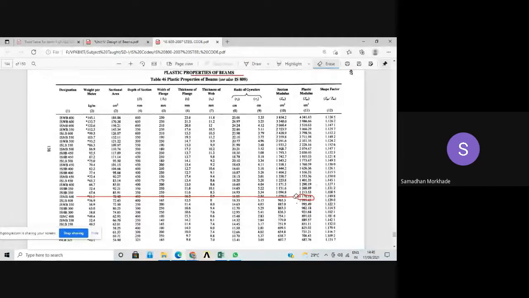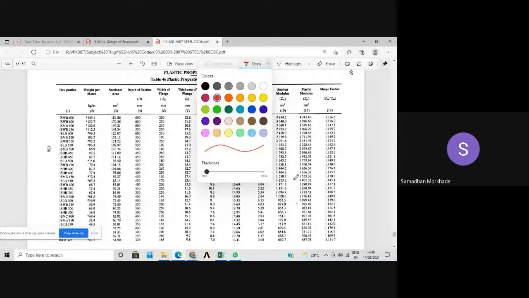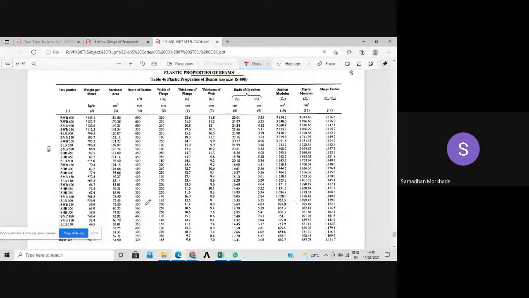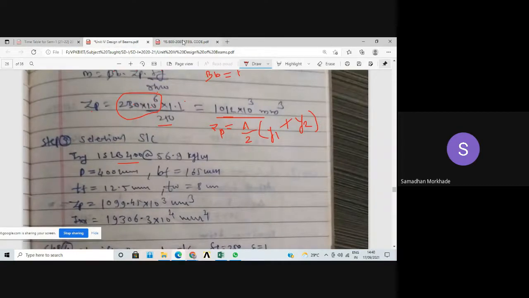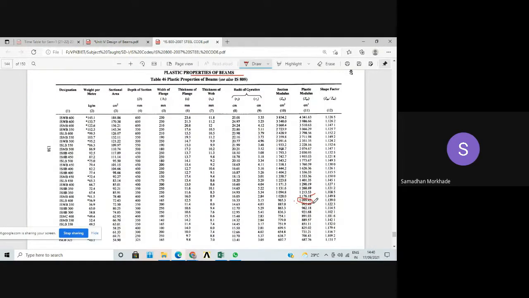Just wait, I will erase it. So the exact requirement is, you can select ISMB 400, but that is slightly higher, 1176, and we required 1012. So for that, this is the ideal, the economical section. If you select 1176, your design is correct, no doubt. But the problem is that your design is not economical. The requirement is 1012, and the next higher section available is 1099, which is slightly greater than that.